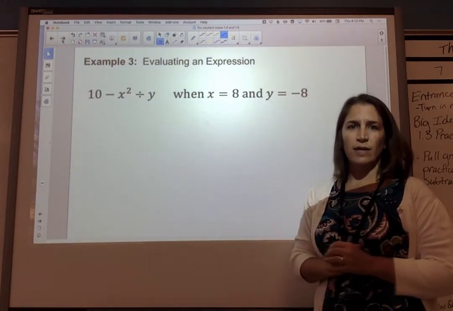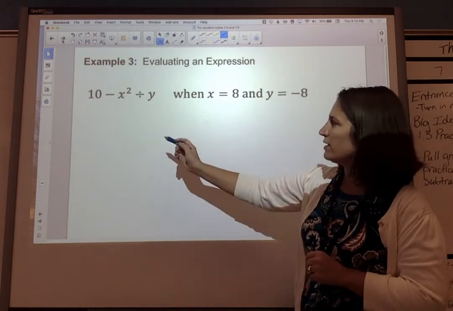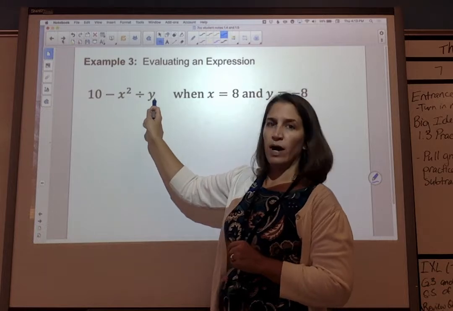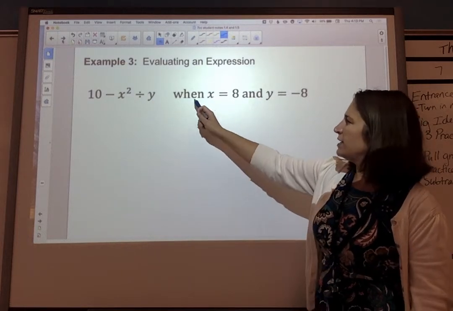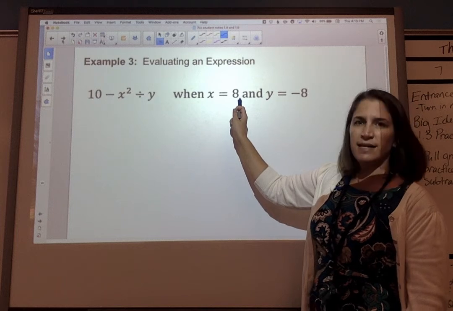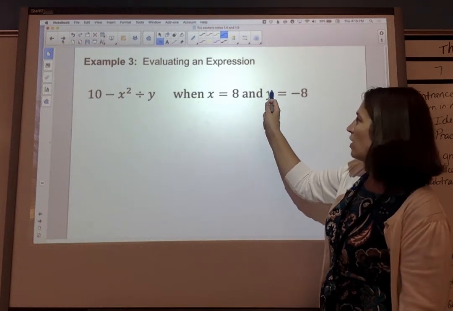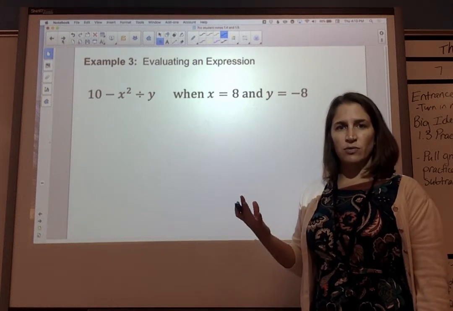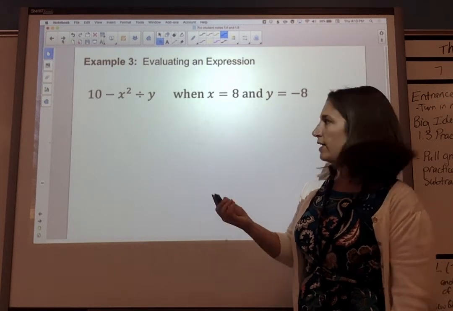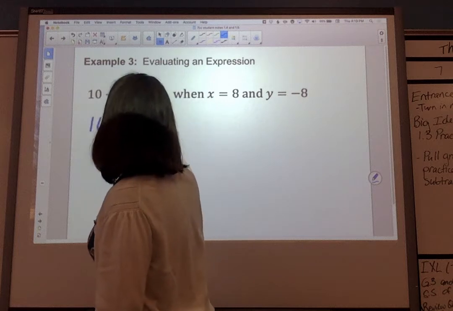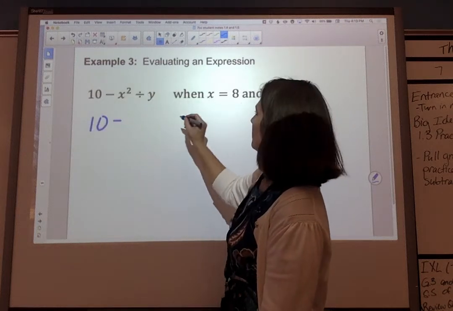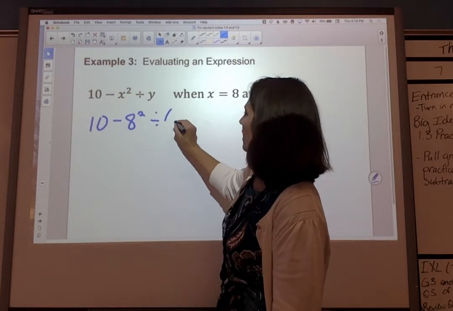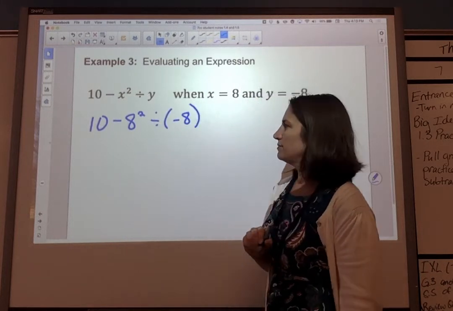Now let's try evaluating an expression. So here we have the expression 10 minus x squared divided by y. And we're going to say that whenever we see an x, that's equal to 8, and whenever we see a y, that's equal to negative 8. So we're going to rewrite the expression, but using the given values of x and y. So 10 minus 8 squared divided by negative 8.